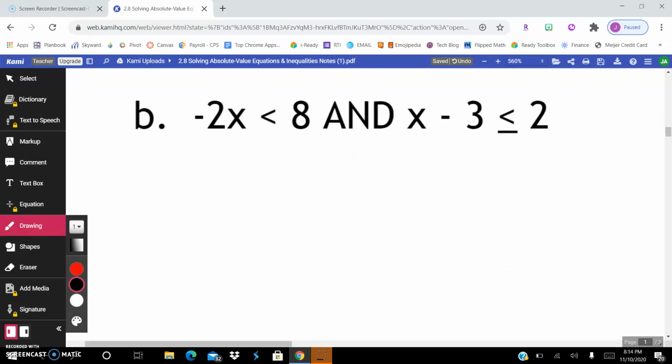For part B, same thing. We're going to solve. We're going to divide both sides on this one by a -2. And remember, if you divide by a -2, you have to flip your signs.